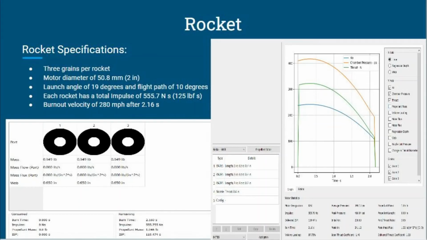Next up is a rocket design. We ended up going with a 3 grain per motor design with a rocket diameter of 50.8 millimeters, or about 2 inches. These criteria were needed to achieve an impulse of 555.7 newton seconds per rocket. This will allow us to maintain our flight path angle of 10 degrees and will allow us to have a launch angle of 19 degrees. These rockets will have a burnout time of 2.16 seconds with a velocity of about 280 miles per hour.